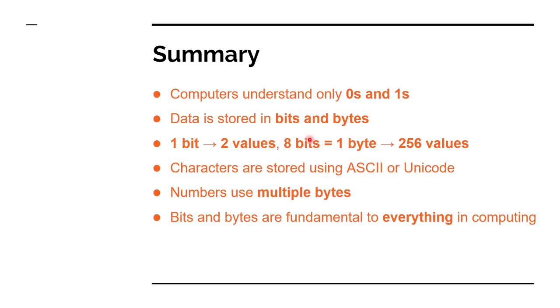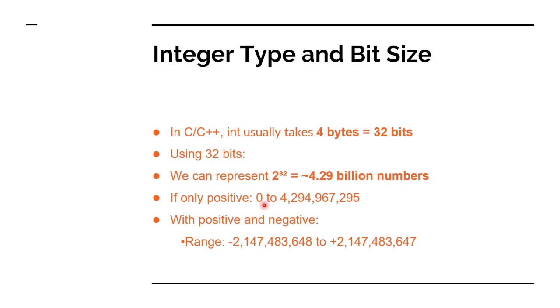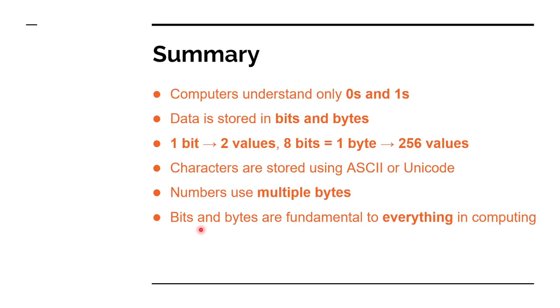Data is stored in bits and bytes, and 1 bit means 2 values, 8 bits means 1 byte, which can hold 256 values. Then we have introduced that characters are stored using ASCII or Unicode. Numbers are multiple bytes. For example, integers, we have already seen that integers are 4 bytes. Then bits and bytes are fundamental to everything in computing.